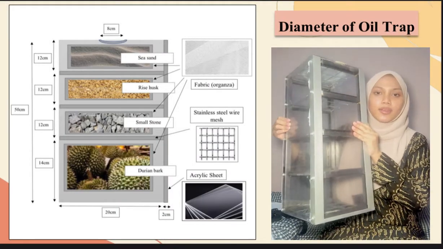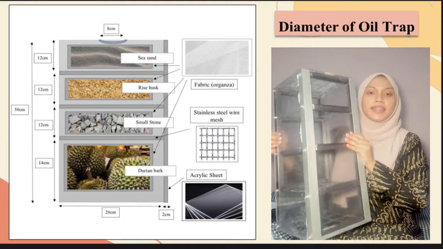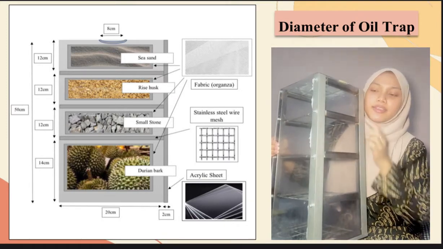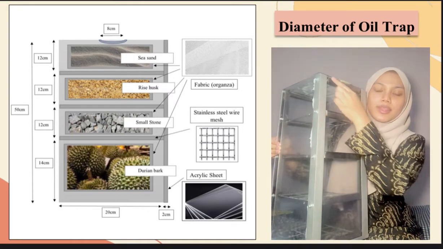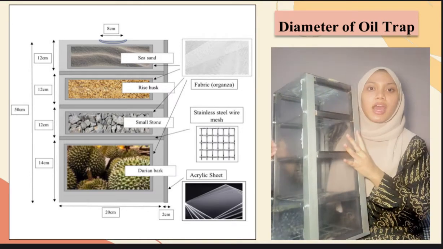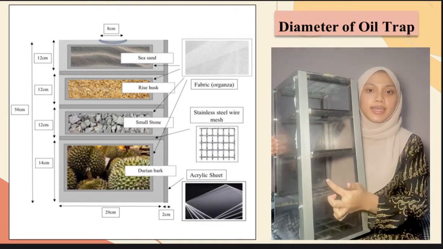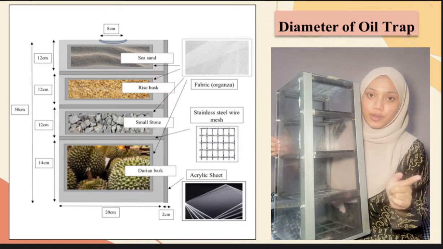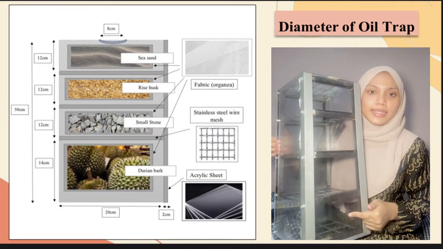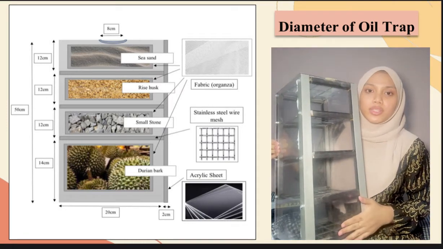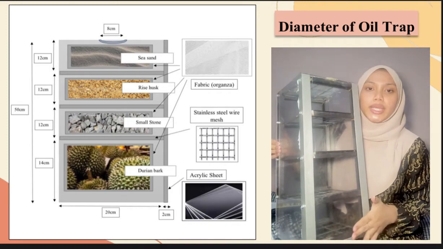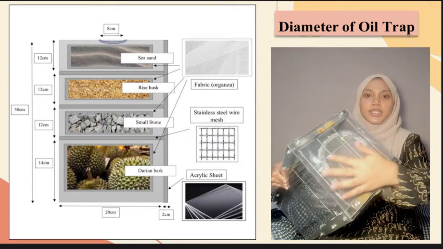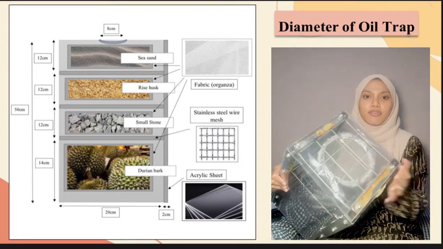Okay, this is an oil trap that we have produced that measures 50 by 20. The height is 50 centimeters and the width is 20 centimeters. There are 4 storage sections that are 12 centimeters in size, but the bottom one is different, at 14 centimeters. This is because at the bottom we will place a container to collect a water sample. Water will enter from the top, which is 8 centimeters in diameter.